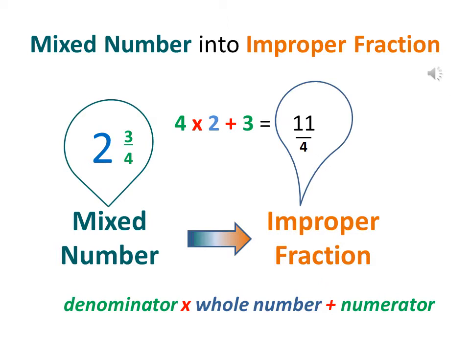Let's take another look at the math calculations. We go from 2 3/4 into the improper fraction 11/4 by taking the 4 as the denominator of 3/4. We multiply 4 times the whole number, in this case 2, and then we add the numerator, in this case 3, and we get 11, but it's 11/4. So denominator times whole number plus numerator is the equation you use to move from a mixed number into an improper fraction.